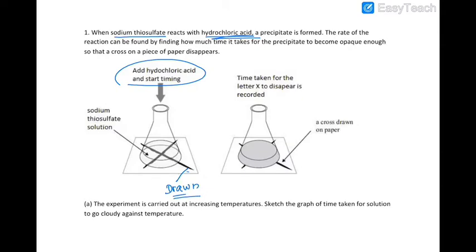Why? Because as the reaction takes place, a precipitate is formed. So the speed at which the precipitate forms indicates the rate of the reaction. So let's watch a video that shows this reaction.